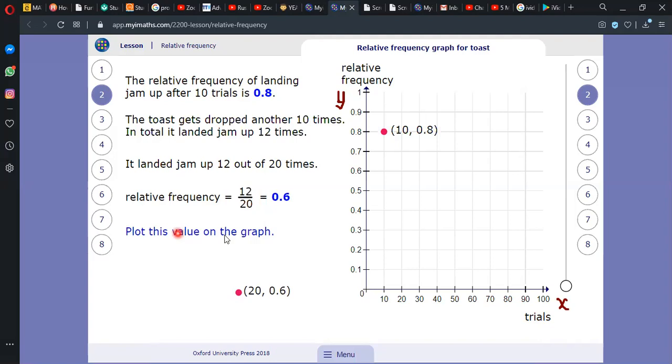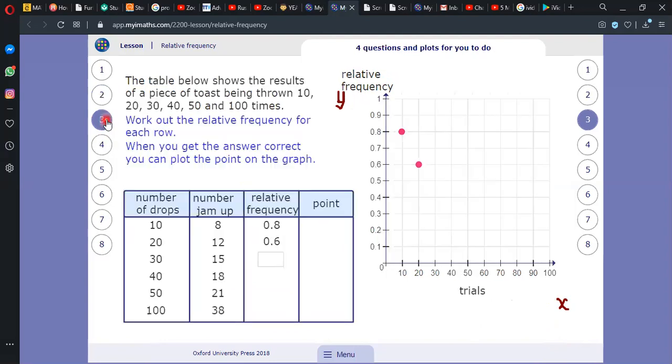To plot the value on our graph, 20 goes on the x-axis and 0.6 on the y-axis. As you can see, on the x-axis is our number of trials. On the y-axis is our relative frequency. I'm going to drag the point. 20 goes together with 0.6, so I have it right here. Well done. Okay, let's move on.